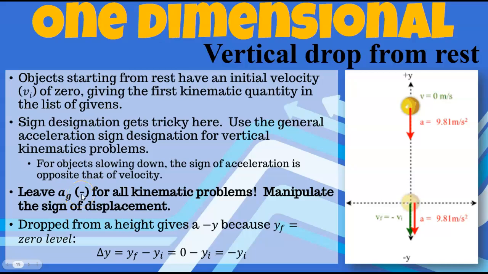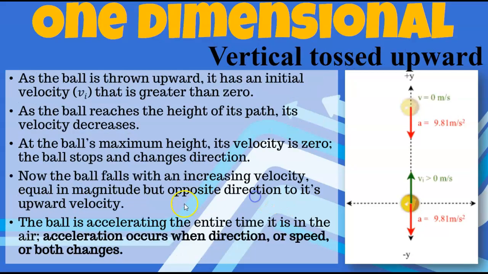So it's going to be negative 9.8 meters per second squared. Here, when it's dropped from a height, the change in position is given as negative y, because our final position is actually equal to 0. So when we have the change in vertical position, final position, which is 0, minus the initial position, which would be how far it is off the ground when it's dropped, it's always going to be a negative distance.